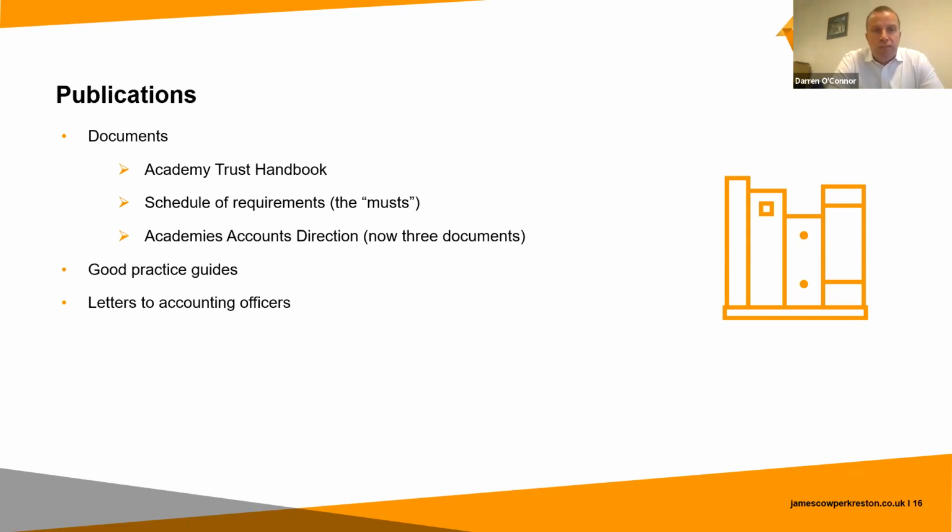So I suppose just to sort of wrap up, final few slides, what important documents are there? Well, there's the Academy Trust Handbook, the schedule of requirements, the musts, as we've said, are now in a useful Excel document. The Academy's Accounts Direction, now for a couple of years, has been split into 3 documents, perhaps making it slightly easier depending on the different users and what is important to you, but all available on the ESFA under a quick Google search.